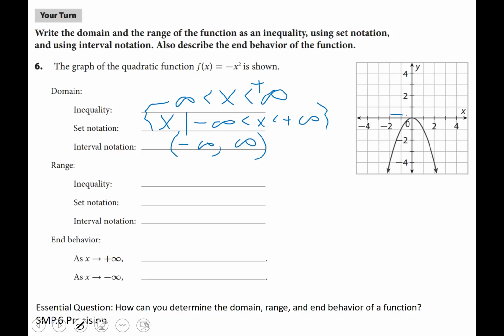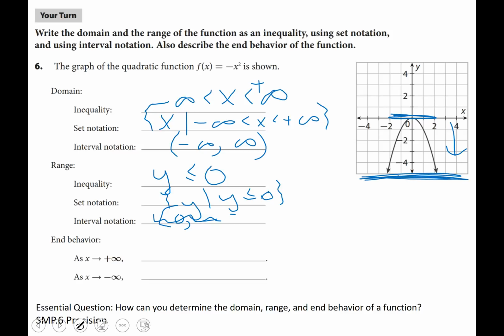The range is going to start here and go down. So we would want to say that y is less than or equal to 0, which means your set is y bar, y less than or equal to 0. And then the interval notation would start with including the 0 and going all the way to, oh, that does not look right, is it? Sorry. It starts down here and goes up. So you would want to start with negative infinity and go to 0 and include it. You always, in interval notation, have to go from the most negative to the most positive.